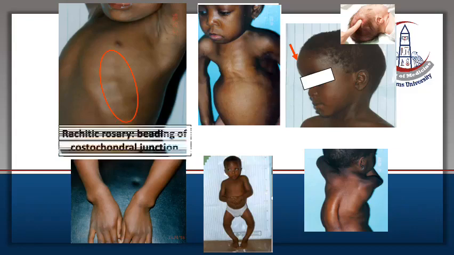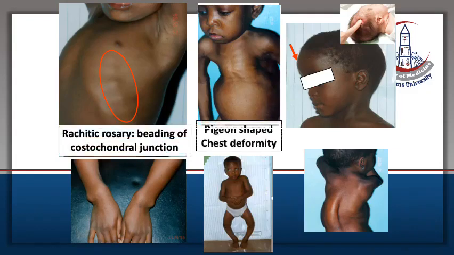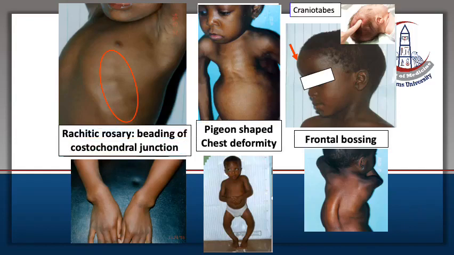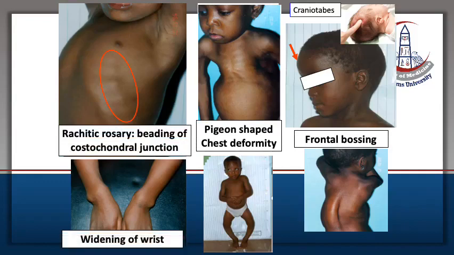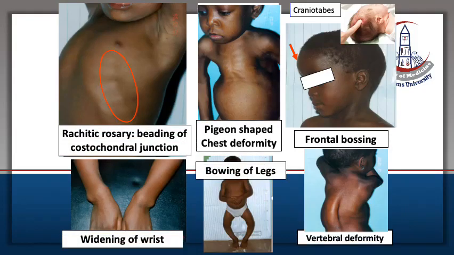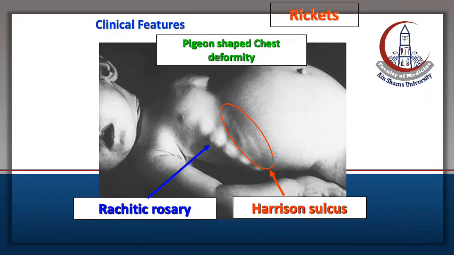Here are the rachitic rosary, pigeon-shaped chest, frontal bossing, widening of the waist, bowing of the legs, and vertebral deformity. A photo showing rachitic rosaries with Harrison sulcus. Harrison sulcus is due to the traction of the weak chest cage by the insertion of the diaphragm.